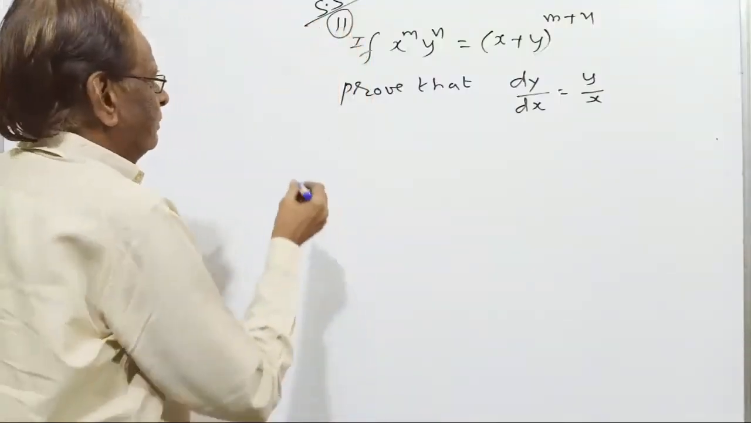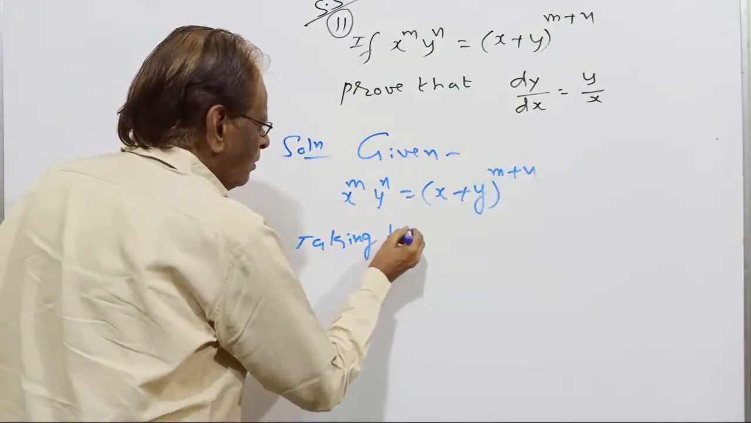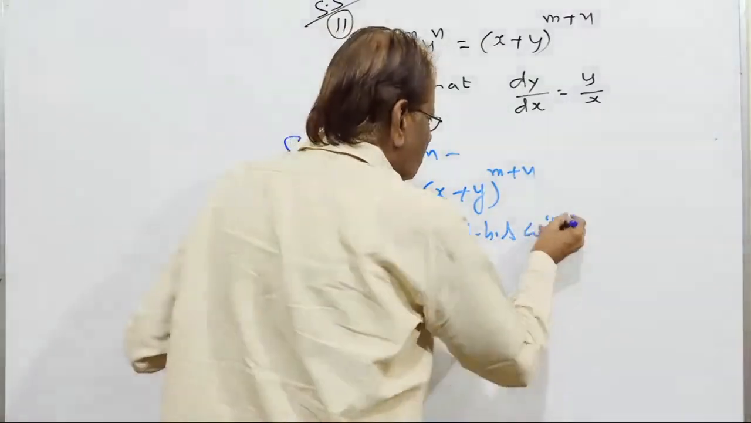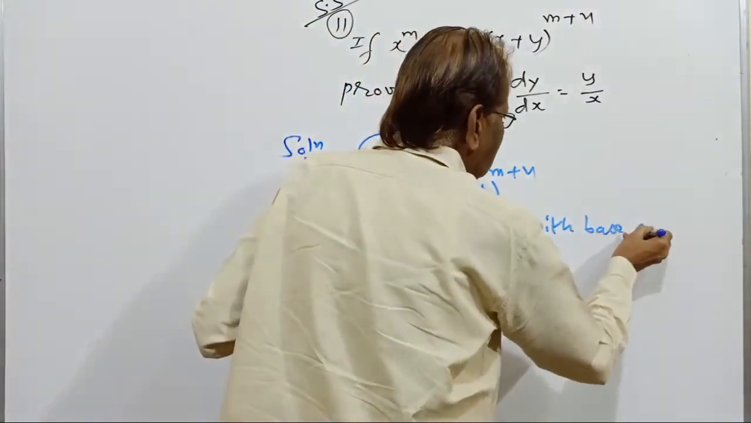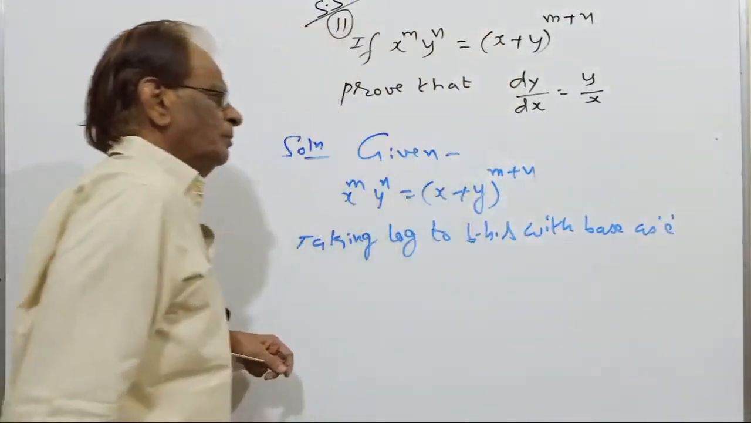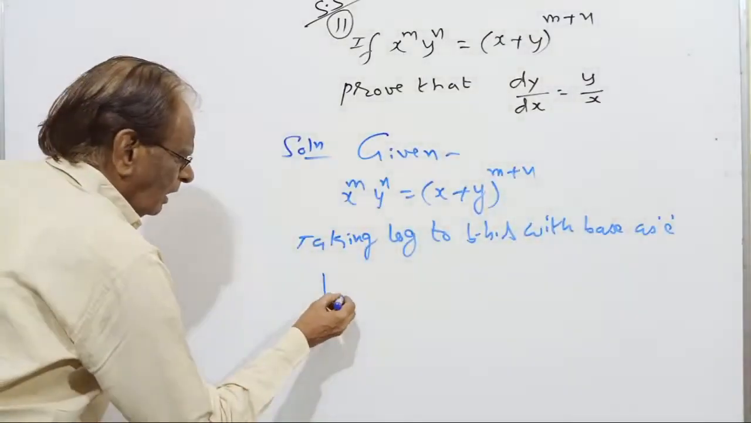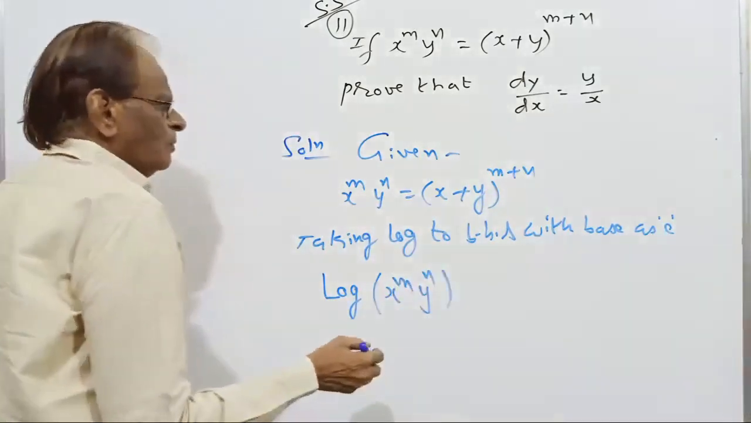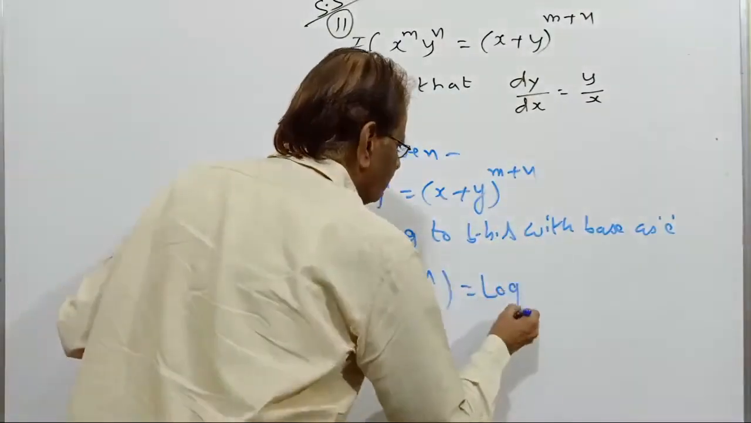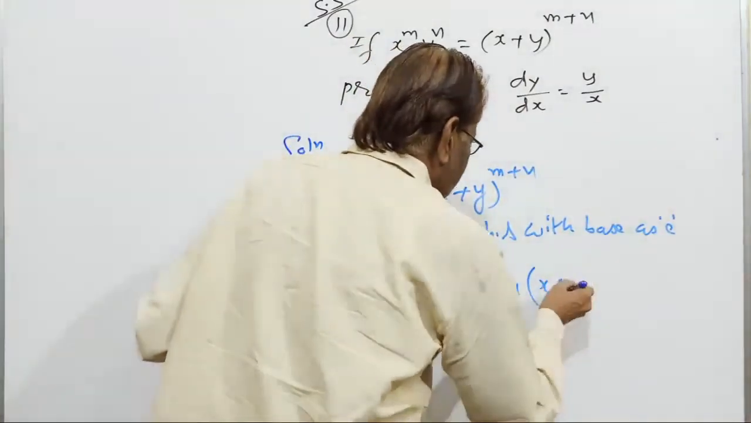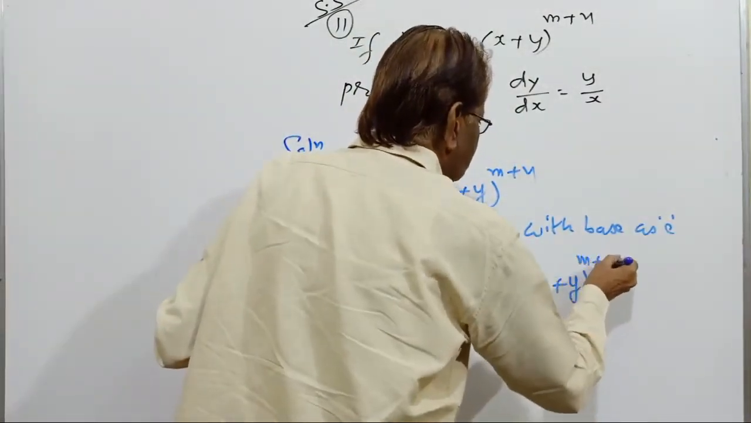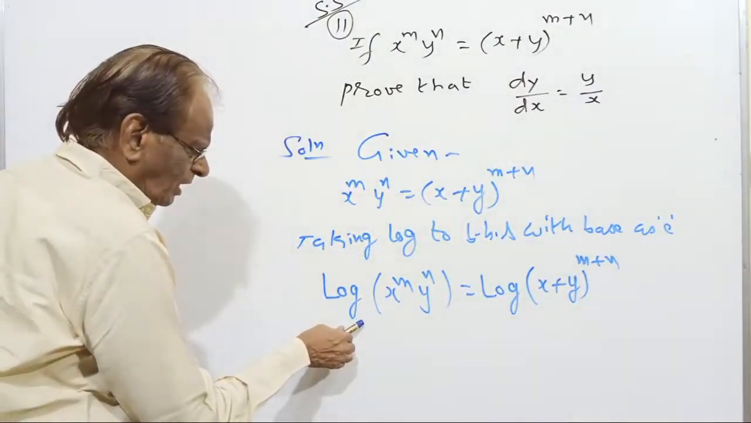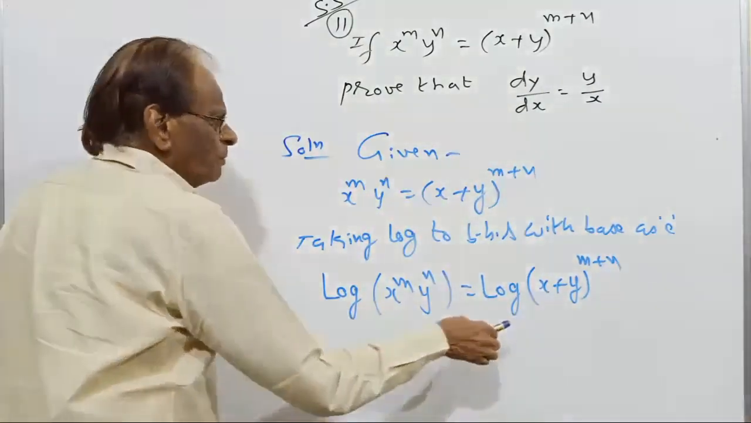Remember, apply log to both sides with the base as e. Log LHS, log RHS. Log to left side, log to right side. It is not necessary to write the base, understood? Base e.